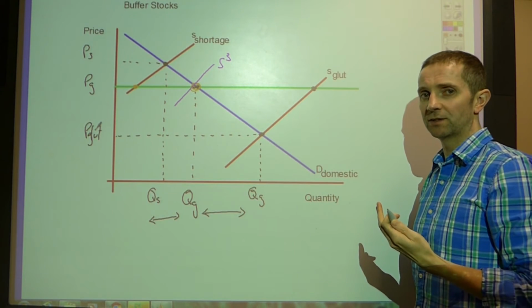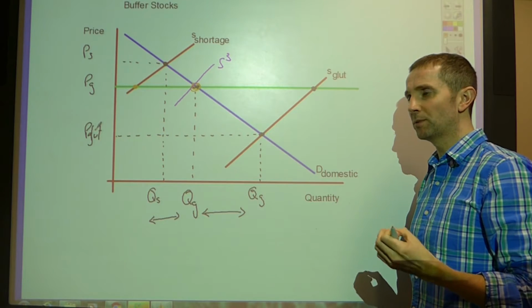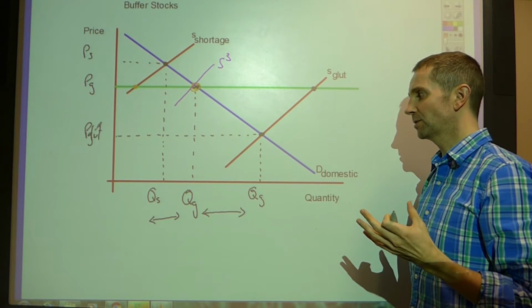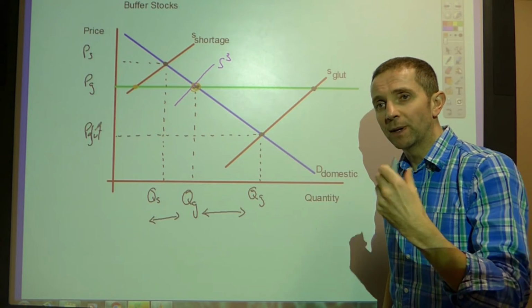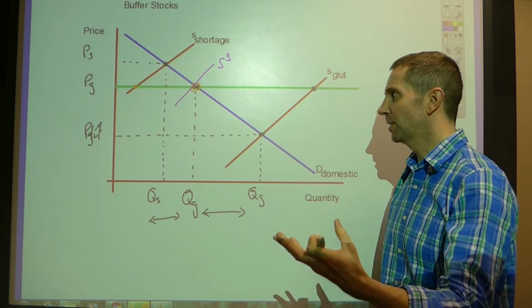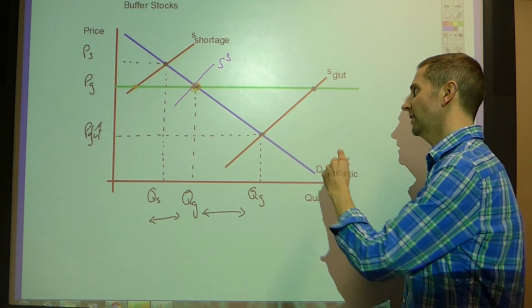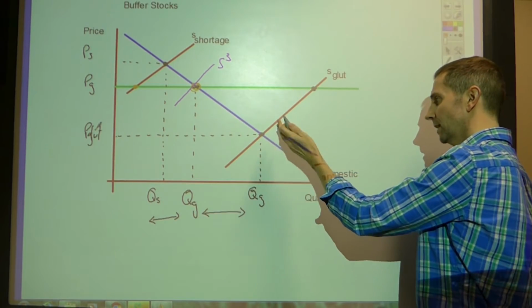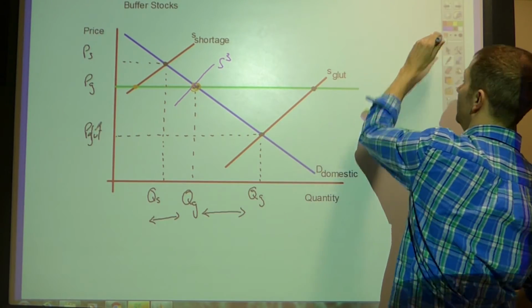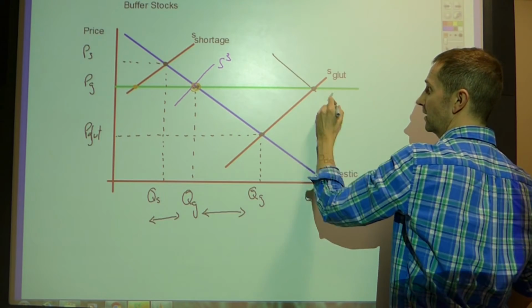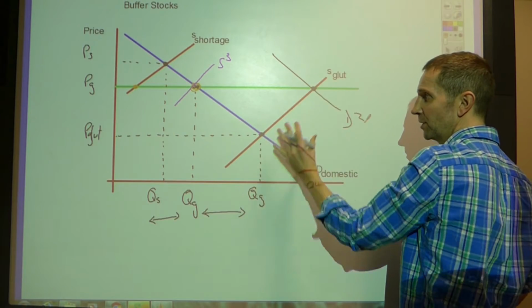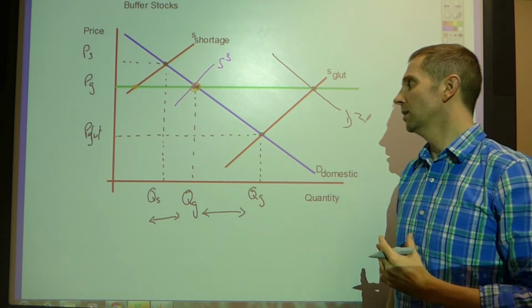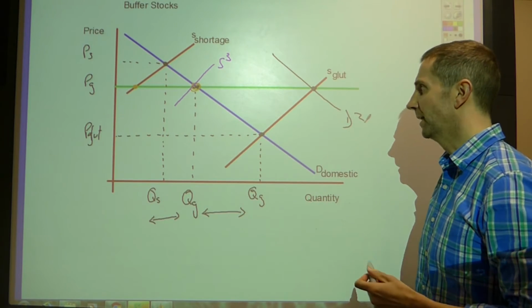So how is this problem remedied via the buffer stock scheme? Well, we have stocks being bought up. We have excess supply being bought up. So in effect the demand is being shifted from D domestic up to D2 in order to try to restore the price back up to the guaranteed price again.